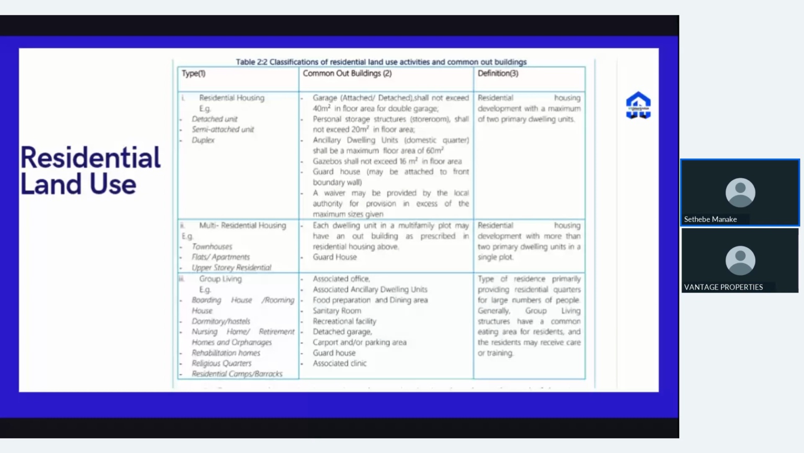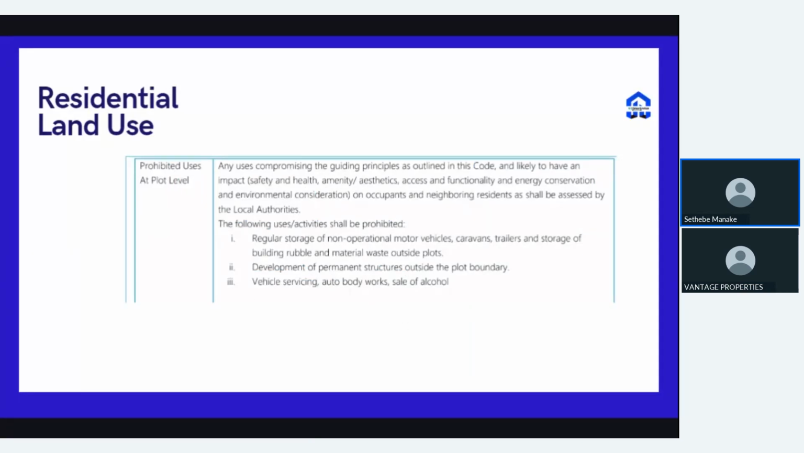there are specific things that no matter what, they are not allowed on that particular property. For instance, in residential land use, prohibited is any use that compromises the guiding principles as outlined in the development code, that can have the following impact: it affects the safety, the residents' health, the aesthetics, access or functionality, or energy conservation, or environmental consideration. It affects the occupants and the neighbors alone. So those are uses that are prohibited.